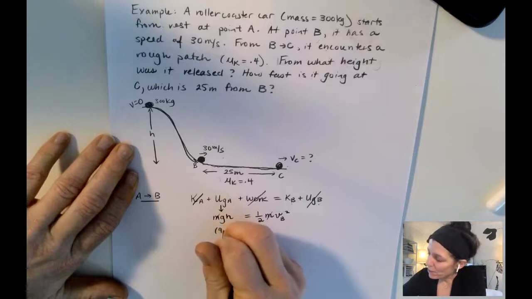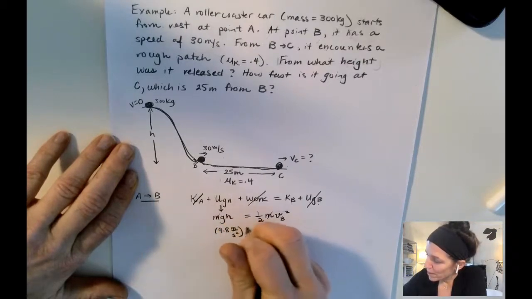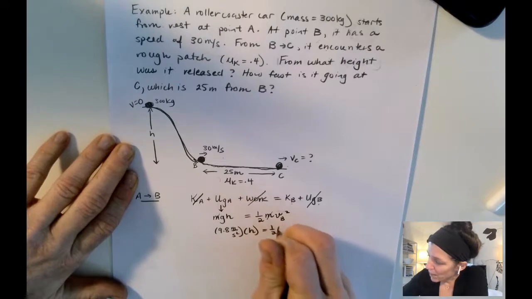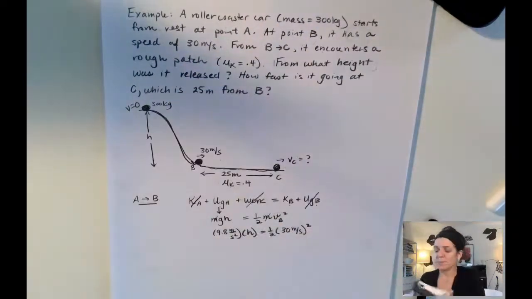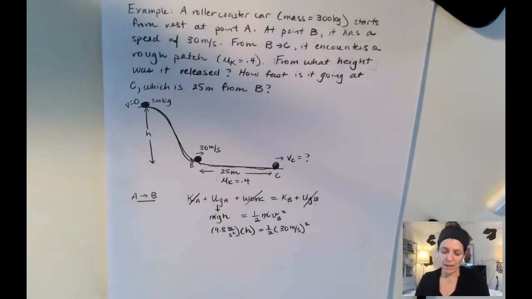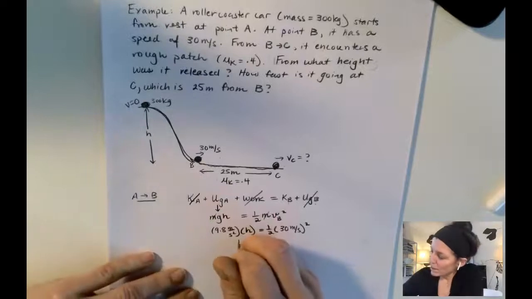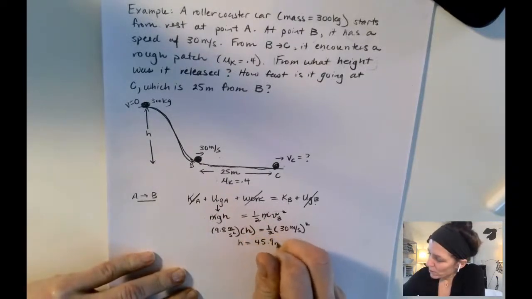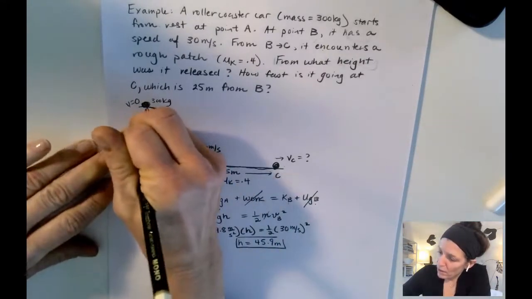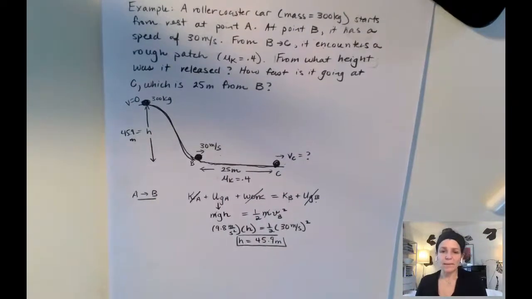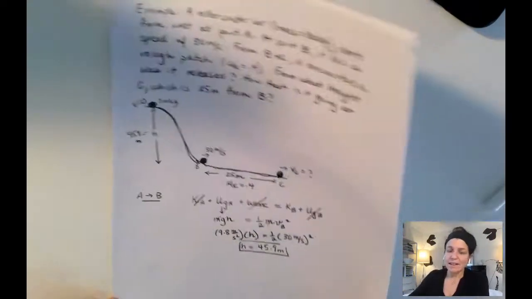So now let's put in our values. 9.8 meters per second squared times h equals 1/2, and 30 meters per second is the speed we're given, and let's square that. I'm going to calculate it really quickly. 30 squared divided by 2 is 450, and then divide that by 9.8. I get a height of 45.9 meters, which seems about right. That seems good for a roller coaster, so that's the answer to A. H equals 45.9 meters. Okay, that's the first problem, so I did all that. Now let's look at B to C.